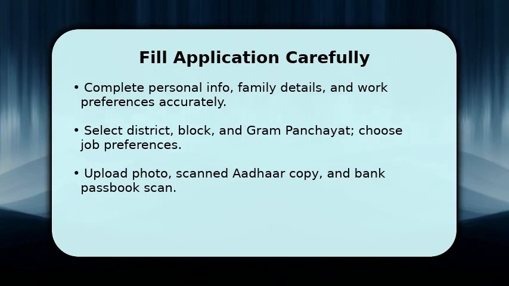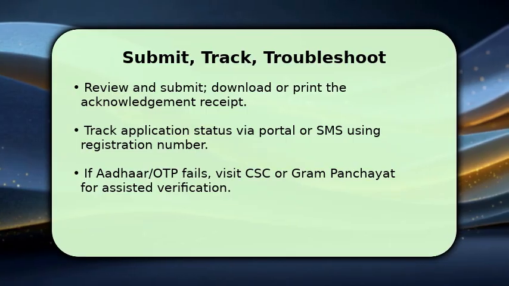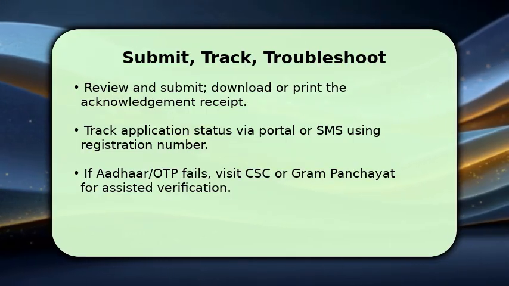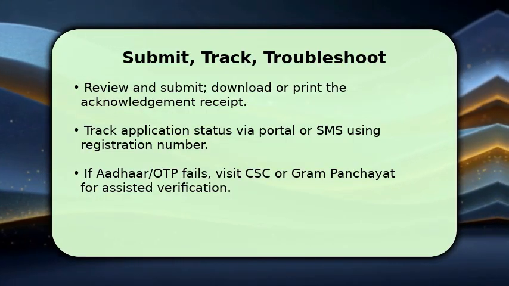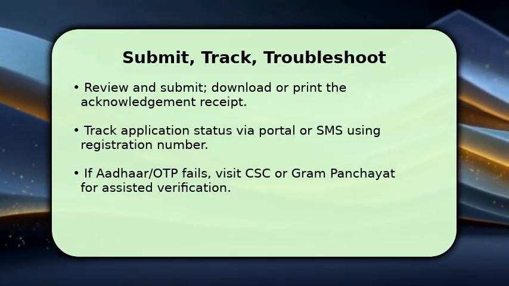To finish, carefully review every field and then submit the form. Download and print the acknowledgement for your records. You will receive a registration number and SMS updates. Use these to track allotment and payments on the portal.